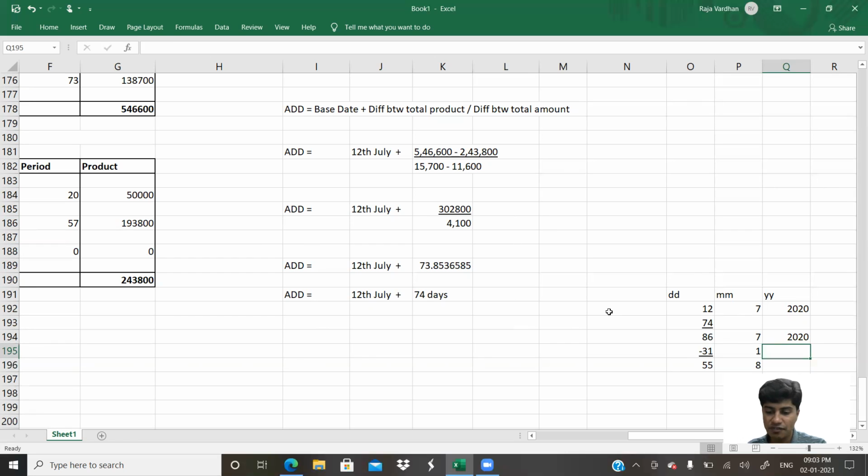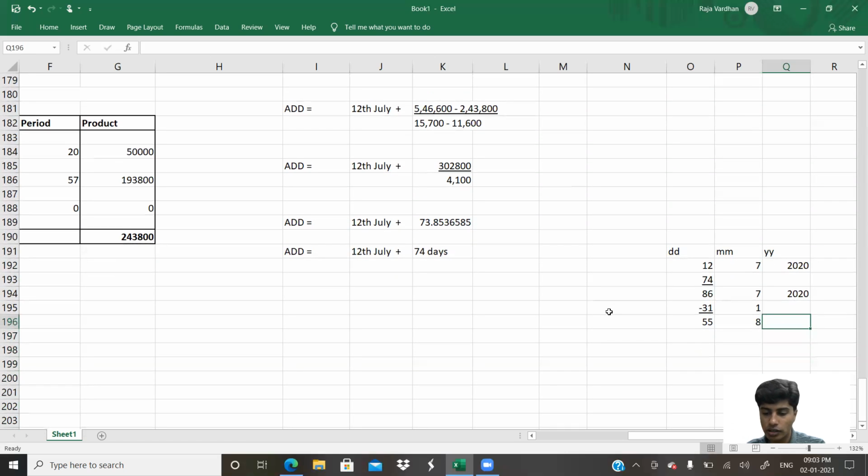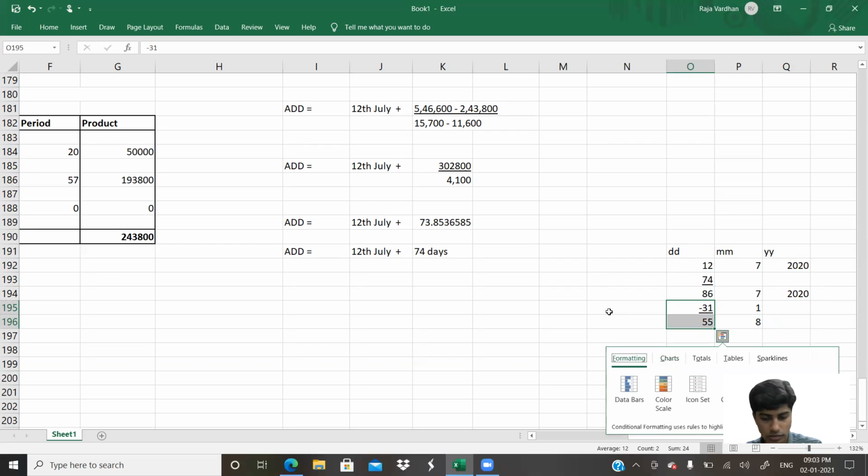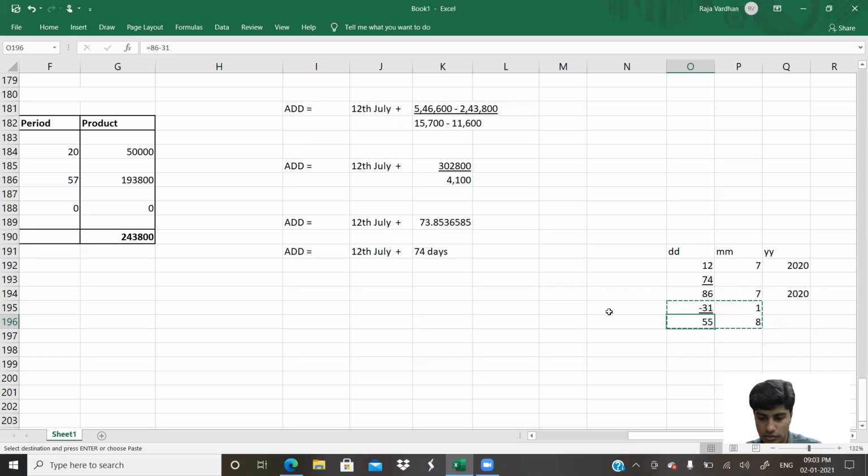Is there 55th of August? August doesn't have 55 days. Again, I'll do the same old routine. Again, I'll do minus 31. So if I do minus 31, what will I get? 55 minus 31 becomes 24. 24th of September. Is 24th of September there? Yes, 24th of September is there. So 24th of September is our average due date.